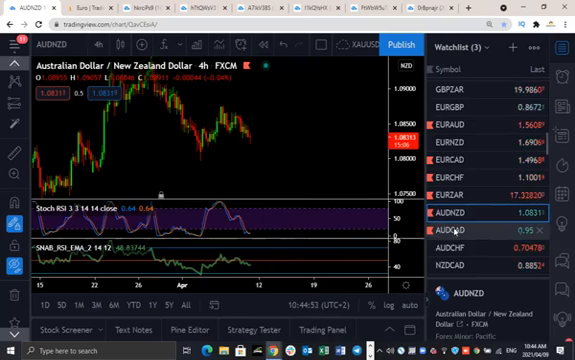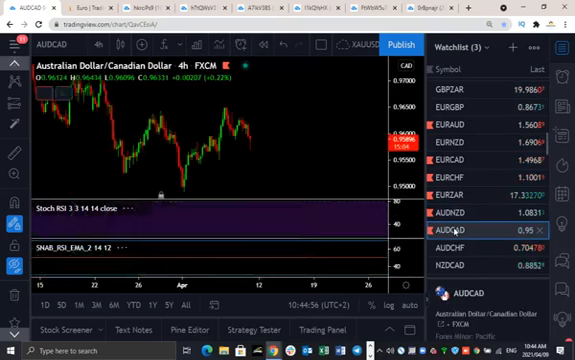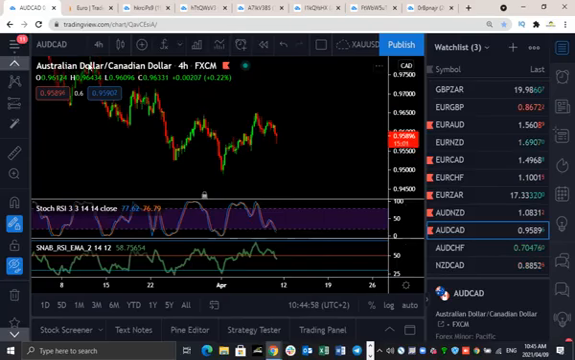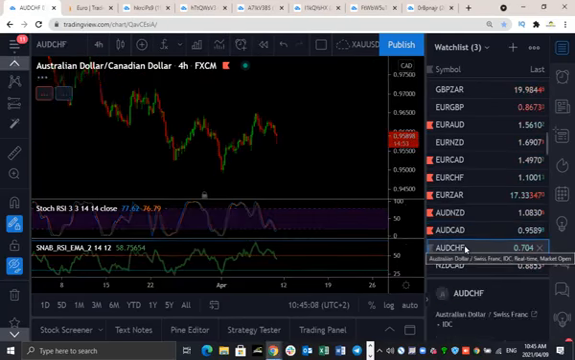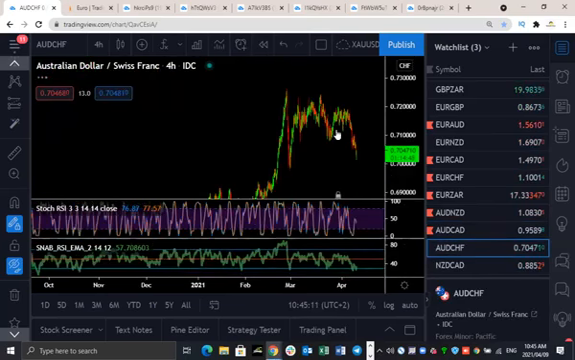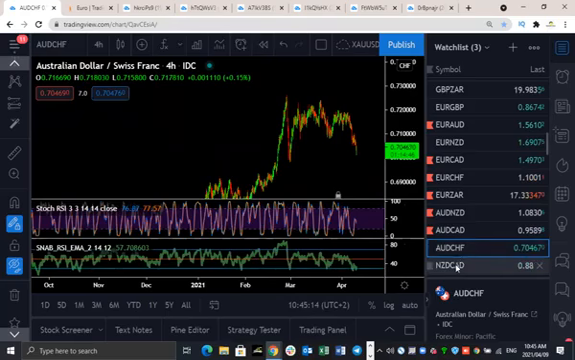Right, that is Aussie New Zealand. Aussie CAD looks like it's a 3-wave structure here. It's going to give us this. Aussie Swiss, no trade setup there.